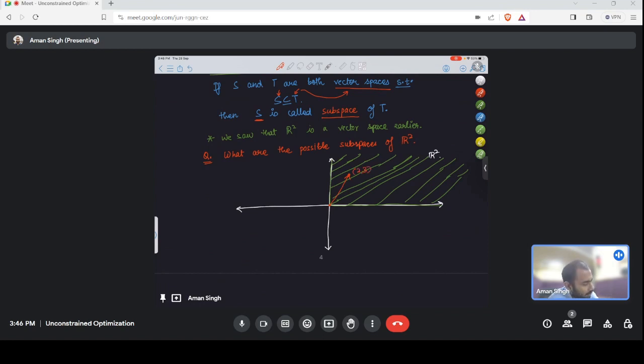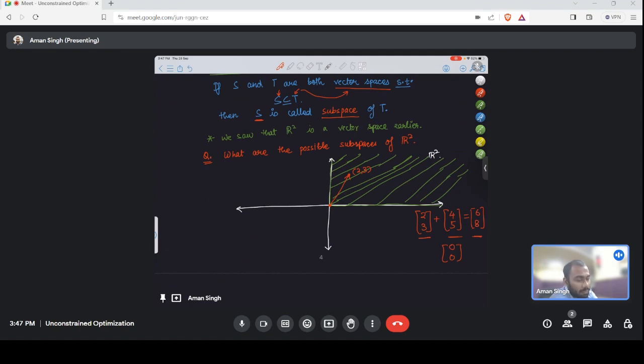And addition is defined as, so let's say 2, 3 plus 4, 5 should give you 6, 8. That's how the vector addition is defined. Now we have defined addition. Addition also follows the commutative and associativity property. The additive identity is 0, 0. If you add any vector to this vector, you'll get the same vector back again.